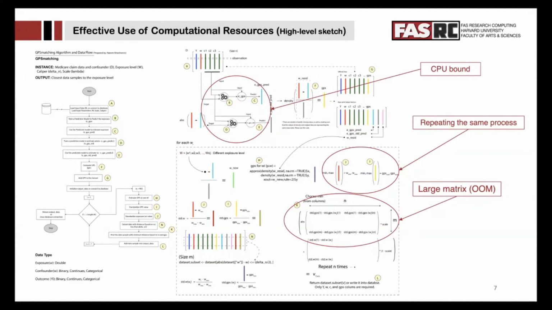For example, here we have some computation that is CPU bound. There are some tasks that are repeated inside the for loop. And also there is an implementation that creates a large matrix and causes out of memory errors in large datasets, which requires a better implementation. So in this case, we parallelized the first one and we took the repeated computation out of the for loop. And we wrote the last part in C++ with a better design, which now, instead of using more than 100 gigabytes, requires a couple of megabytes of memory.